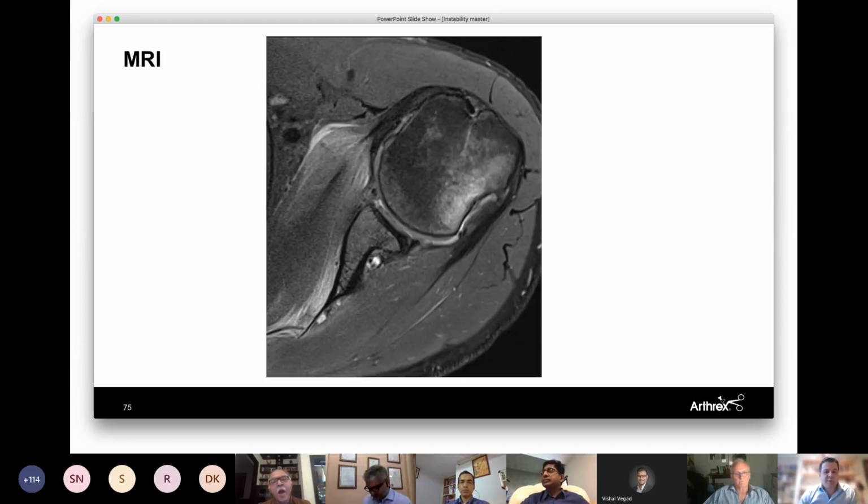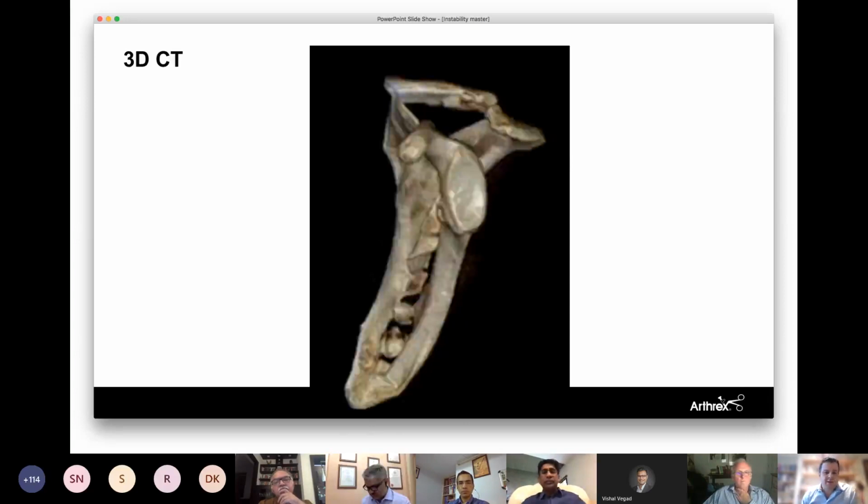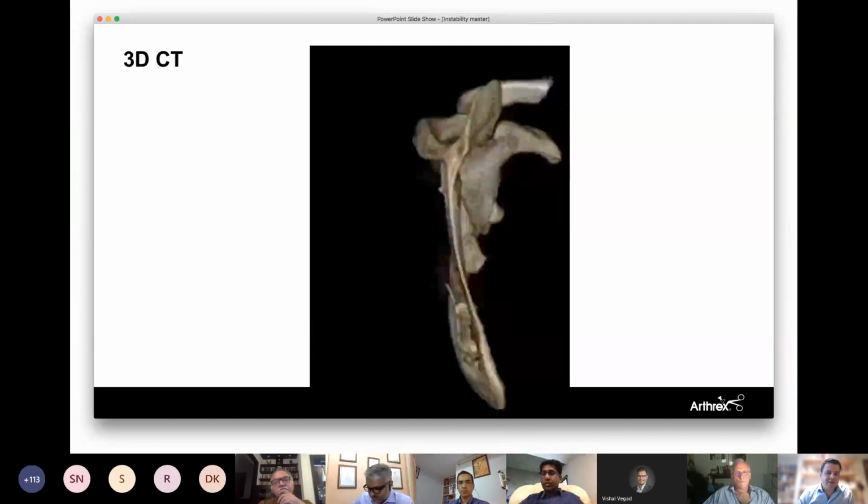In my clinic, usually all patients come to us with an MRI already done at private clinics. Here you see the quite huge Hill-Sachs lesion, and we see bone loss anteriorly. Here we can of course quantify the Hill-Sachs lesion, which is quite large actually. And here you see the 3D CT. We see bone loss anteriorly.